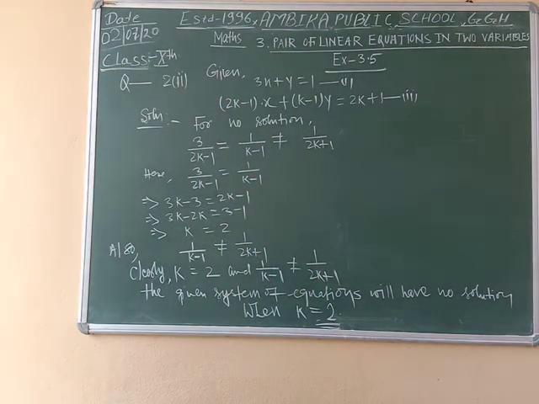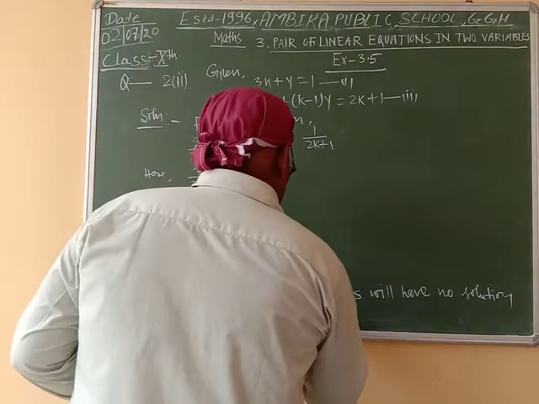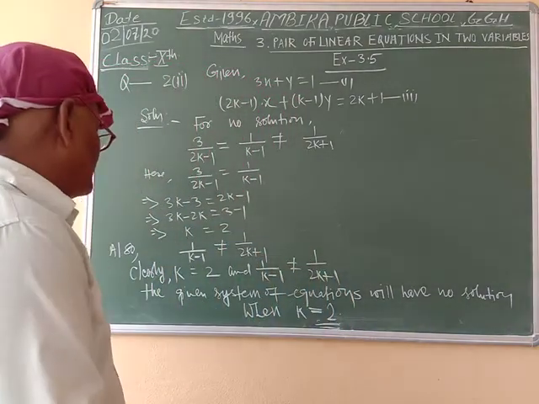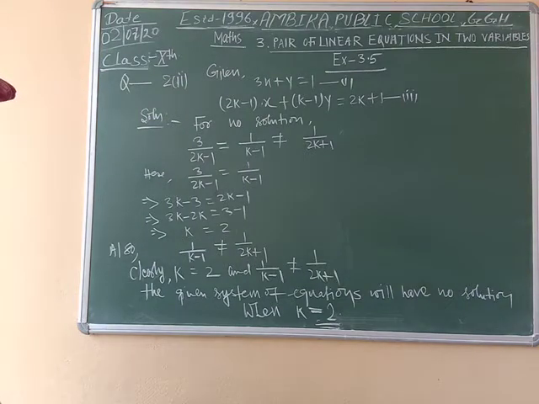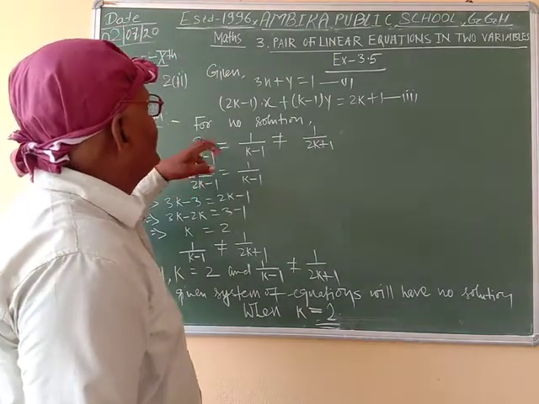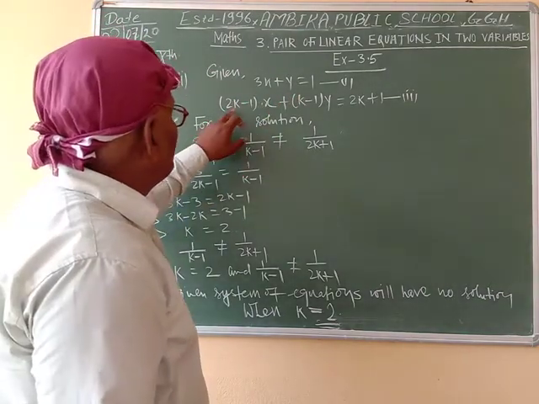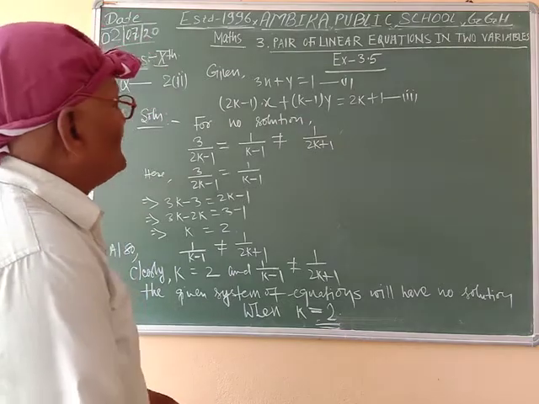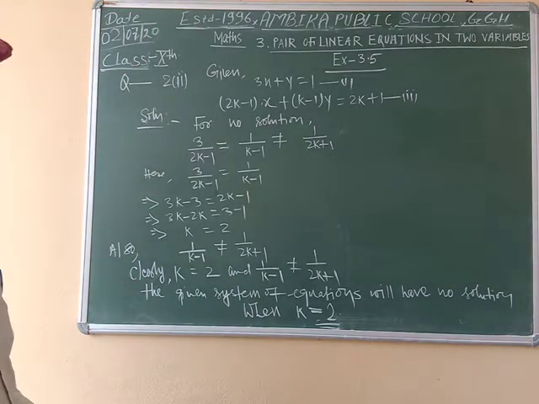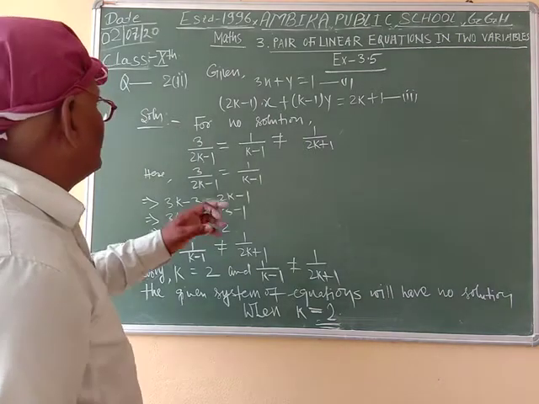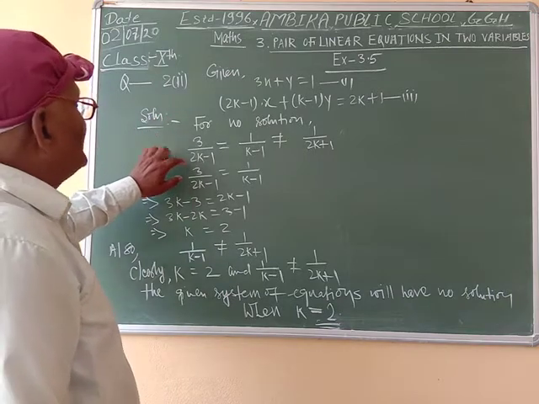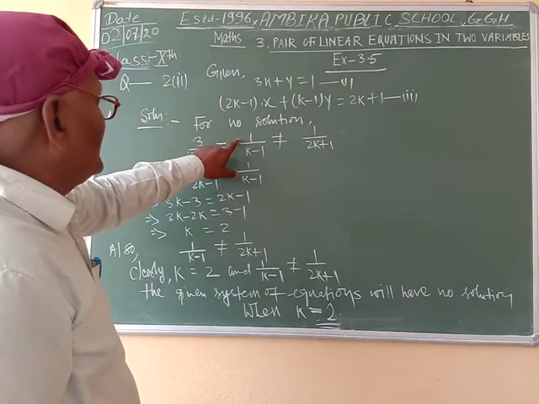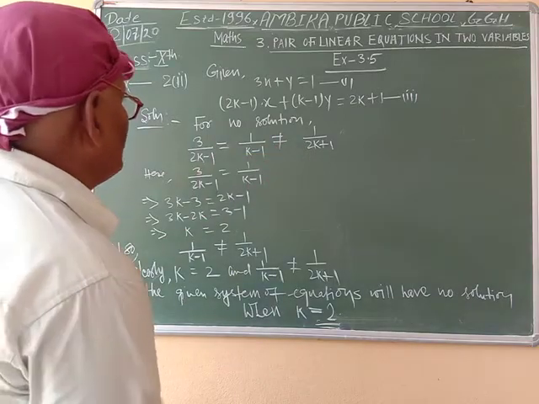यदि दिए हुए समीकरण में यदि k बराबर 2 है तो दिए हुए समीकरण निकाय का कोई भी हल नहीं होगा. Here we are given a pair of linear equations 3x plus y is equal to 1 and 2k minus 1 into x plus k minus 1 into y बराबर 2k plus 1. We have to find for which value of k the linear equations have no solution. So for no solution 3 by 2k minus 1 is equal to 1 by k minus 1 is not equal to 1 by 2k plus 1.